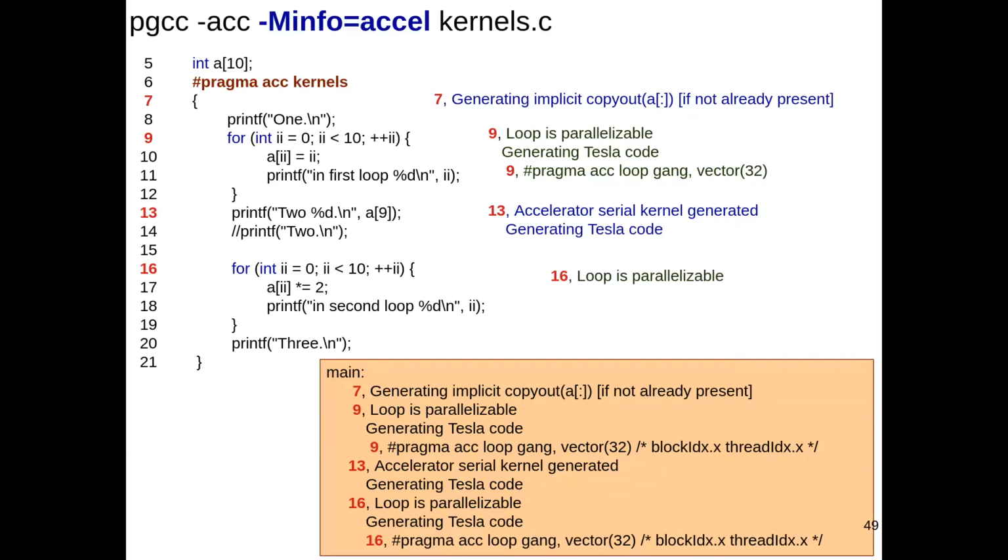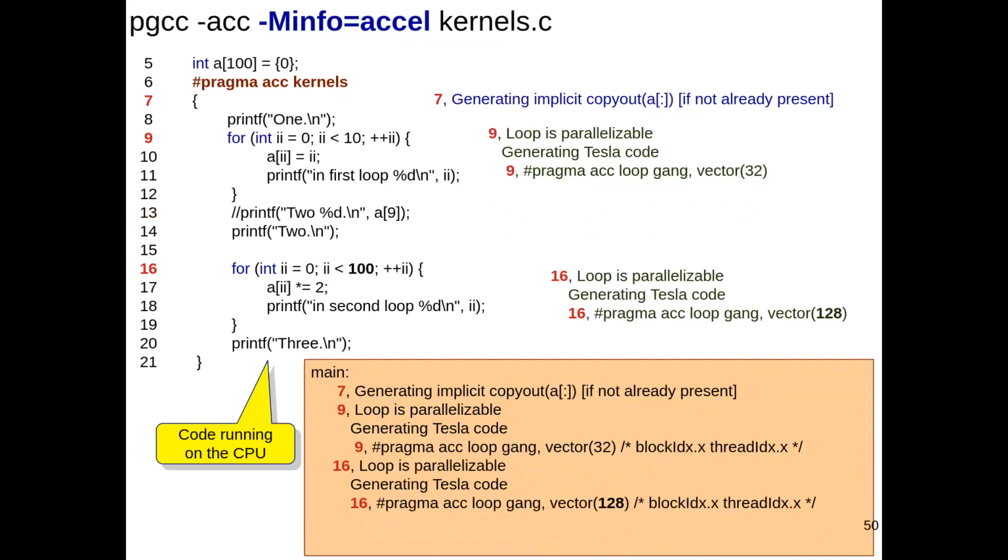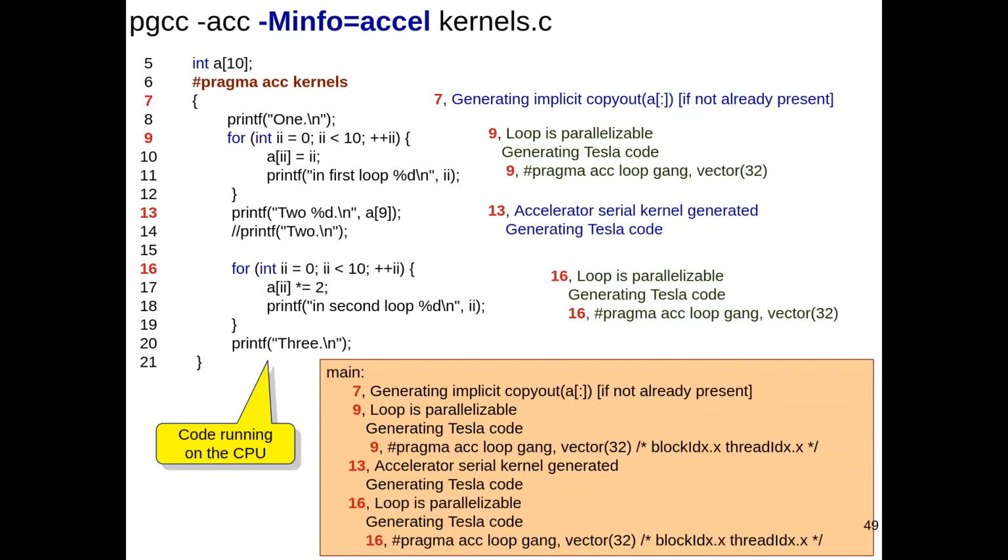Anyway, it is generating the Tesla code for that single printf. Then it also finds the second loop parallelizable. It generates Tesla code, again running with 32 threads. For printf3, which is running on the CPU, the output doesn't give anything. The output doesn't say anything about printf3, and that shows it is not generating any code on the GPU corresponding to this printf3. Therefore, it is running on the CPU.